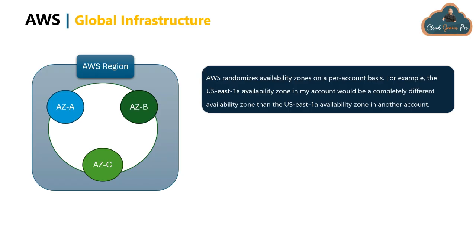So for you under the console, you will see three availability zones: A, B, and C. I am also seeing it, but in the backend, my availability zone A will be a different data center than yours. This is what we call AWS randomization of availability zones. I will explain why AWS does this and how this is beneficial.